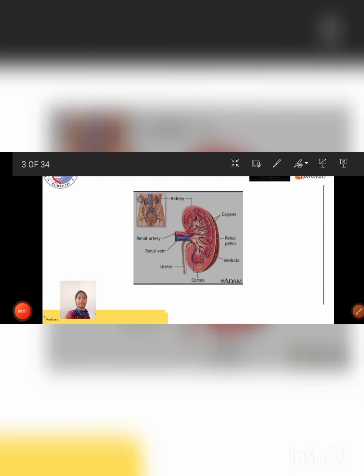The structure of the kidney consists of calyces, renal pelvis, medulla, cortex, ureter, renal vein and the renal artery.